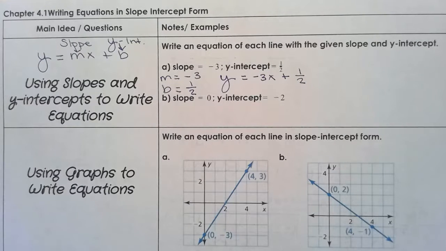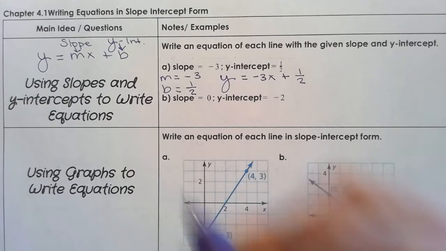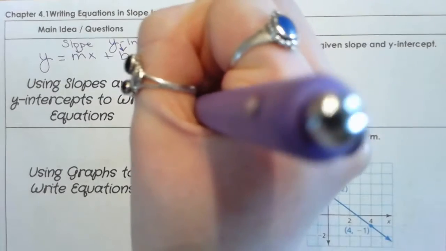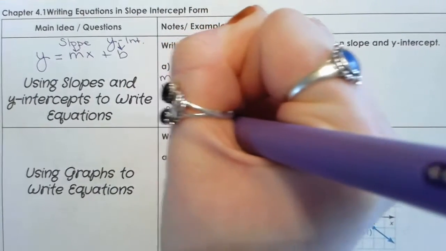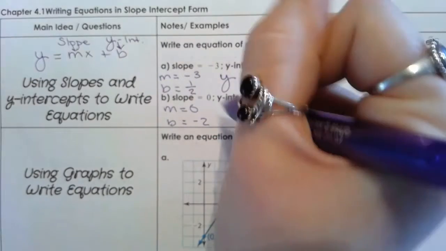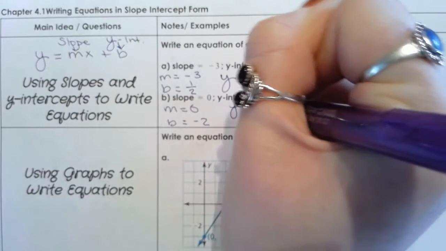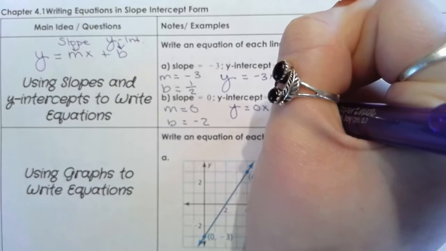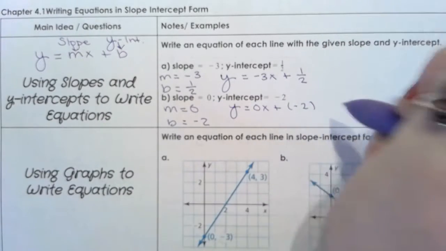All right, so now go ahead and pause the video and try the next one on your own. So hopefully you paused the video and you got that m equals 0 and b equals -2. So then if you were to plug this in, you would have gotten y equals 0x plus -2.